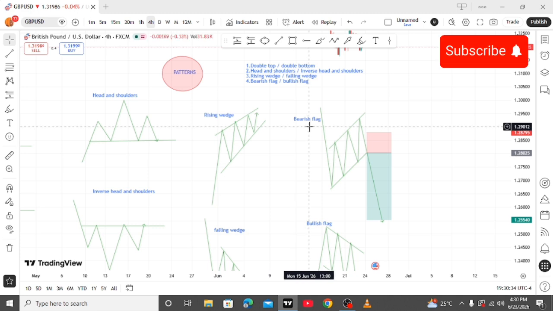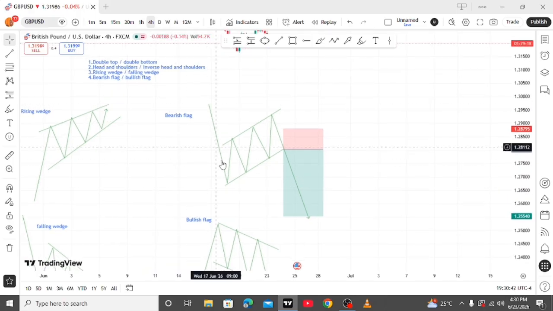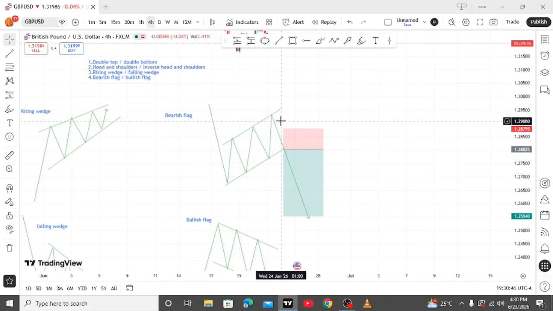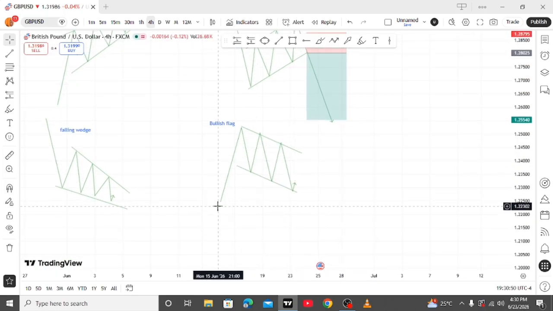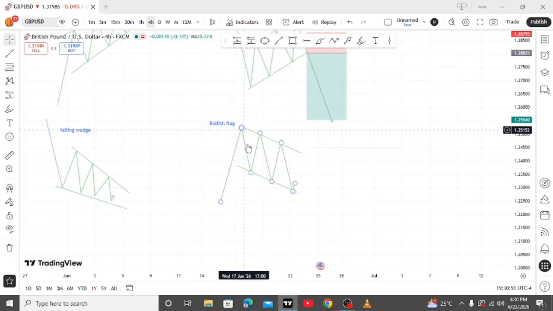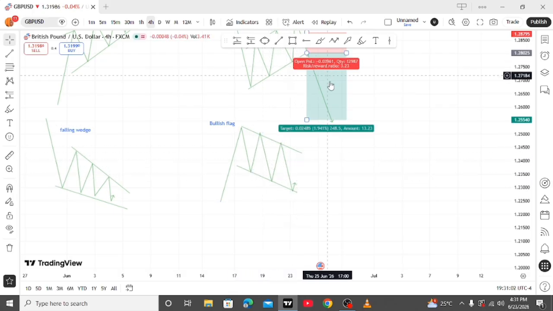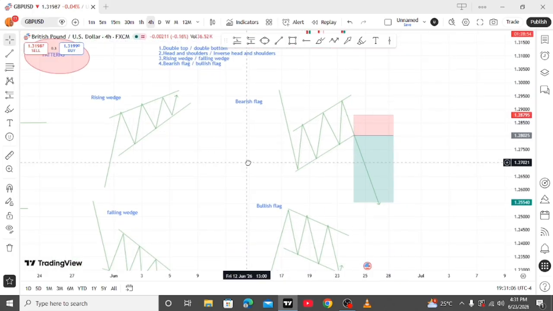The bearish flag is a continuation pattern. Why do I say it's a continuation pattern? Because the market has been going down and now it's just taking a break before it goes down some more. Same for the bullish flag. The market has been going up, we're in an uptrend, and then the market just consolidated to the downside, taking a little break before heading to the upside again. So this is how these patterns work.